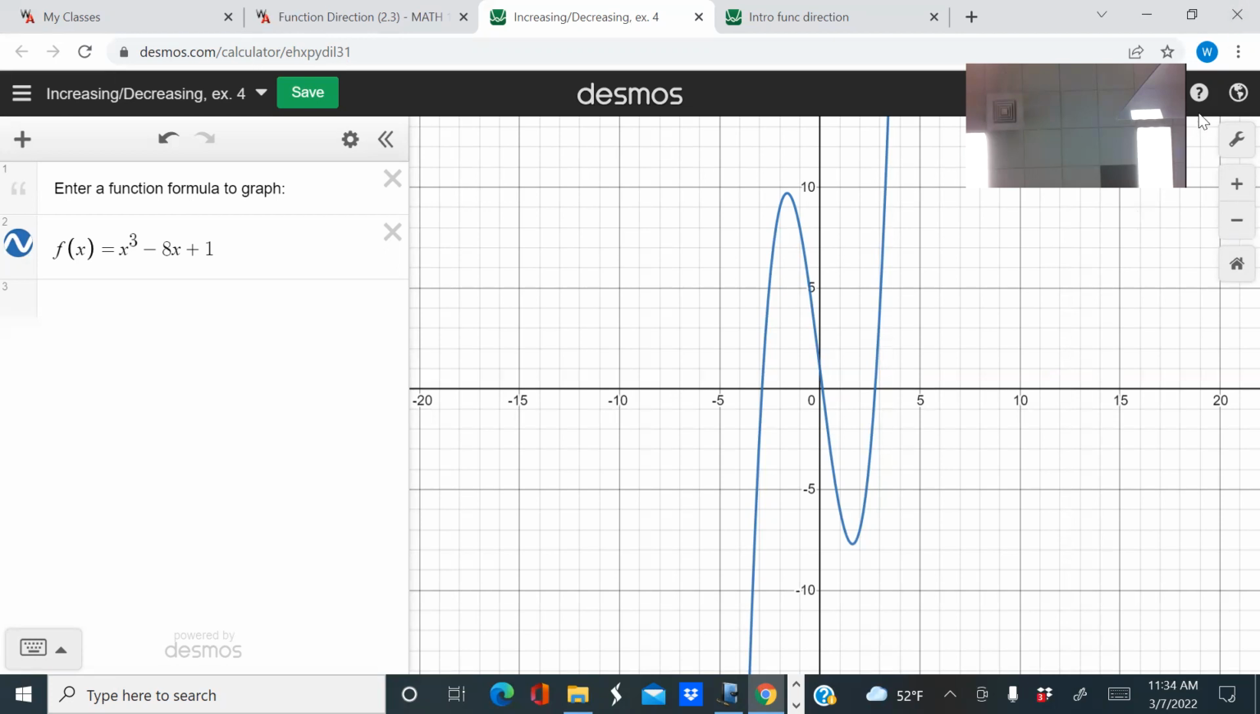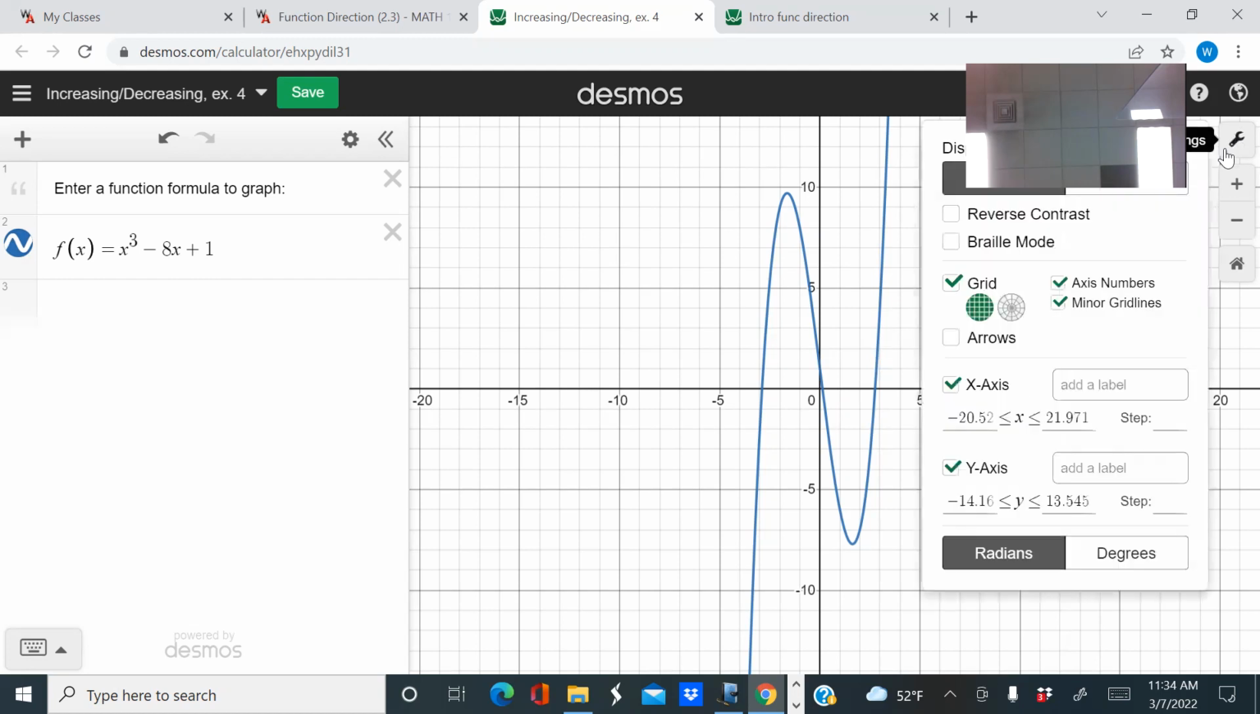You can do that in Desmos by hitting the wrench here and changing the portion of the x-axis that's being graphed. Of course, you can do that on your graphing calculator as well. Let's see. I think for the x-axis, we really don't need anything more than -5 to 5, right? Because you really can't see any of the curve outside of that portion of the x-axis anyway, right? So I'm going to hit this, and let's see if I can change that.